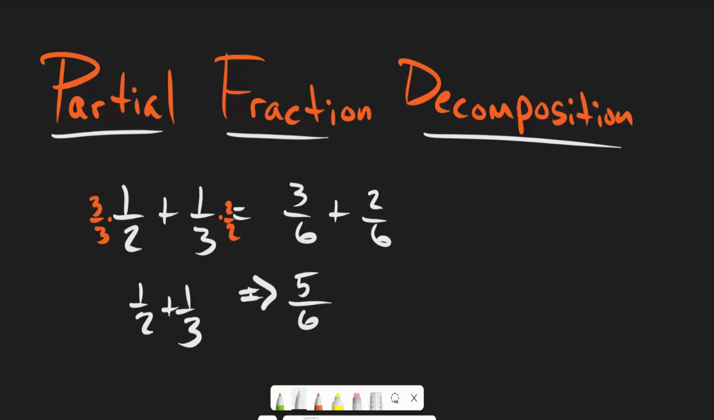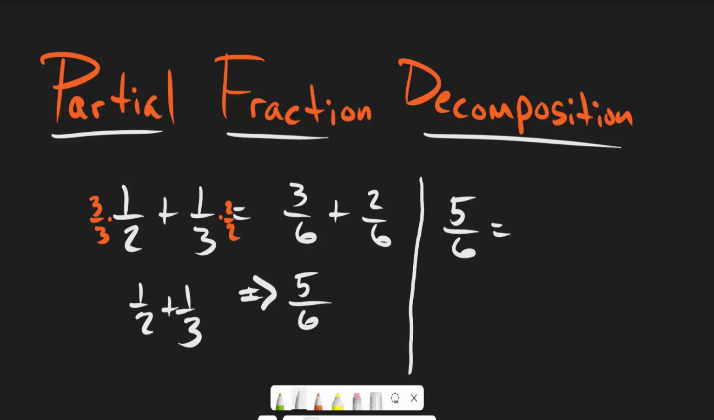Okay, so now I'm going to go backwards. What if I gave you the 5/6 and I asked you what two fractions add up to 5/6? Now again, we're going to play dumb here because we know what the answer is, right? It's 1/2 plus 1/3. But let's pretend we didn't know. How do we do this?